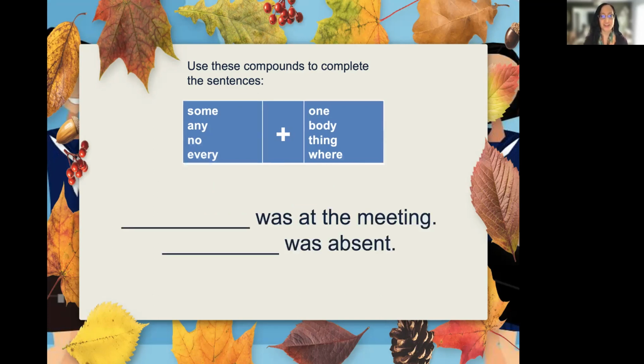So now it's your turn. Blank was at the meeting. Blank was absent. Which compound word or indefinite pronoun? Everybody was at the meeting. What could be the next one?